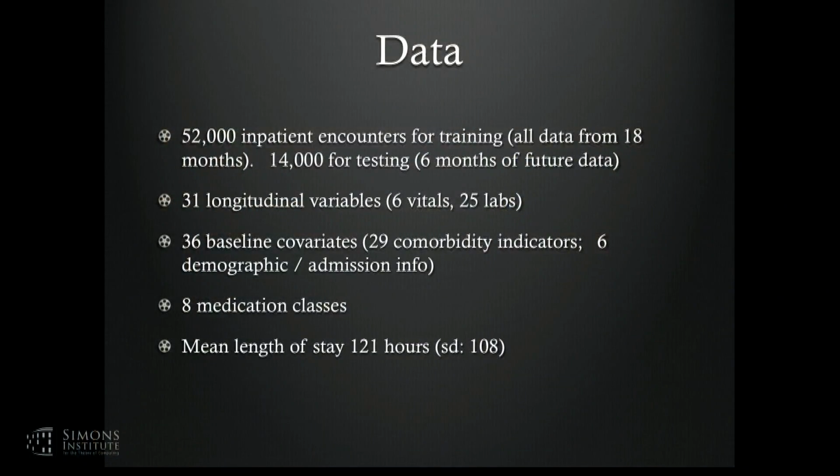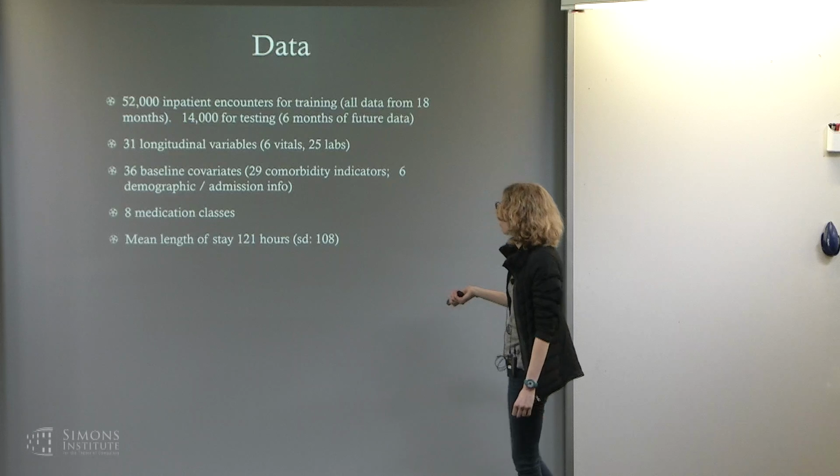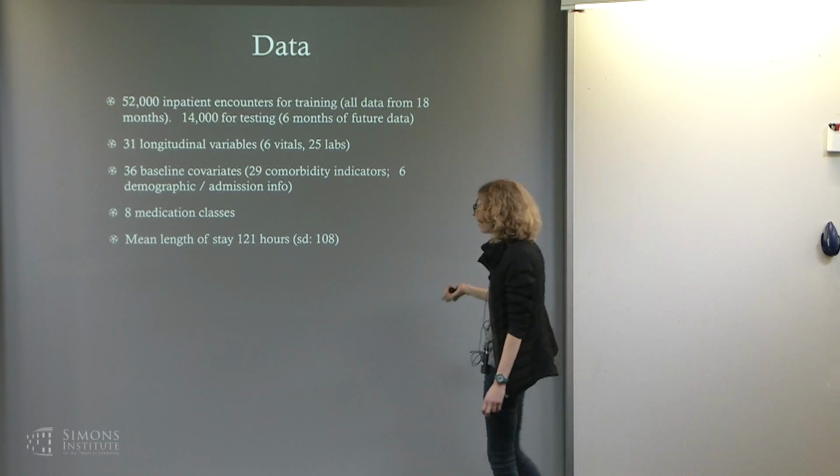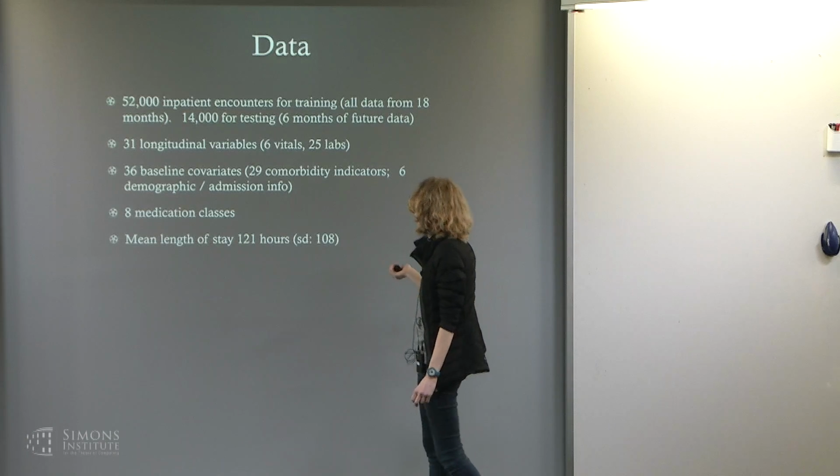Okay, so the data that we actually looked at overall was from 52,000 inpatient encounters. That's what we trained on, and then we had 14,000 inpatient encounters for testing. There were 31 longitudinal variables, 6 vitals, 25 labs, and 36 covariates, 8 medication classes, et cetera.